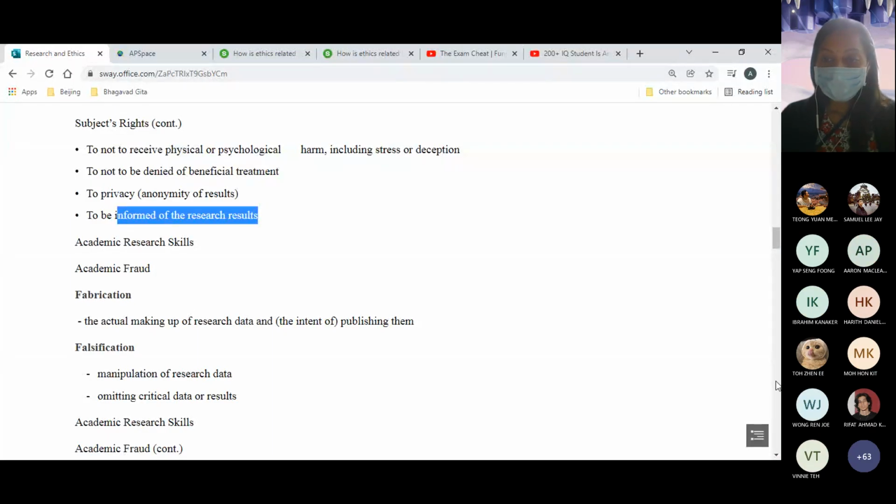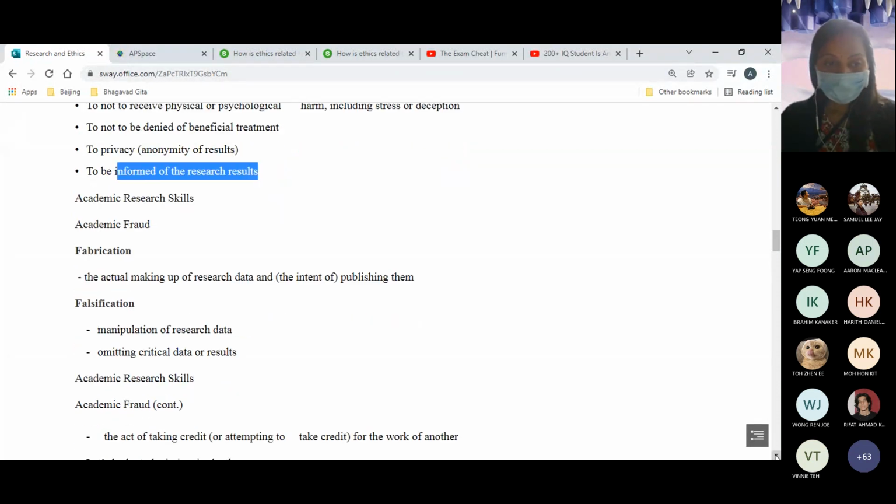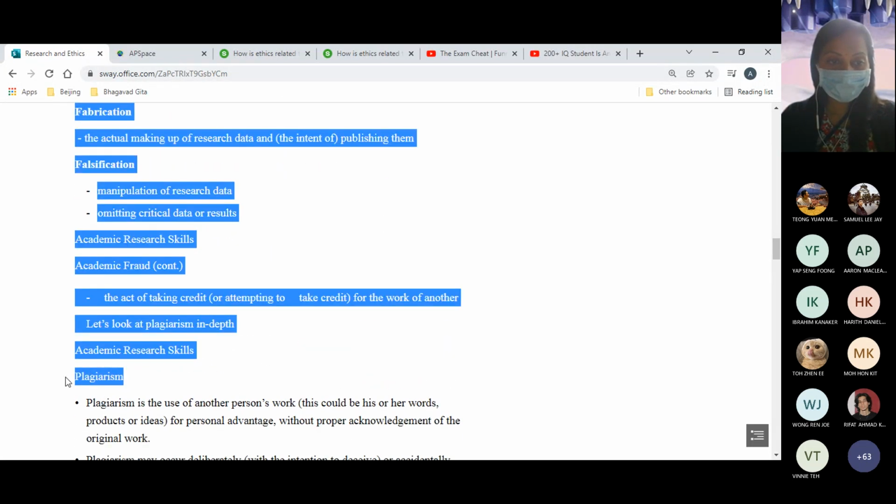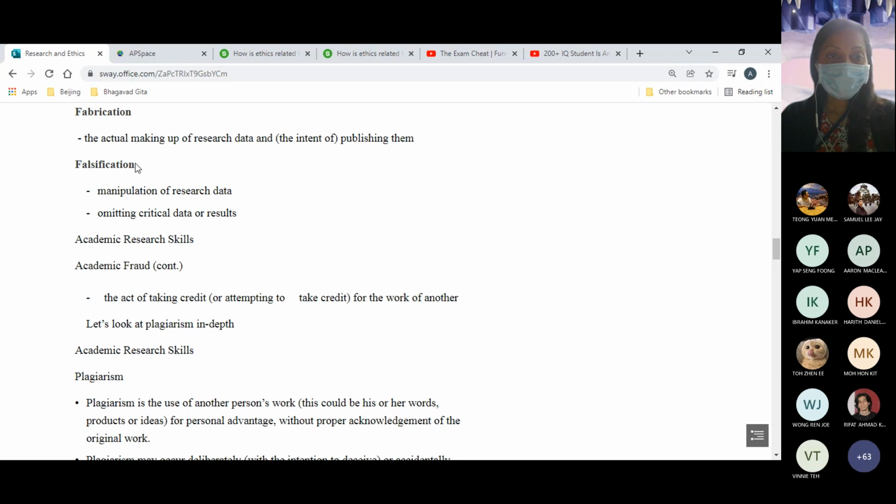So in academic fraud, there are 3 types. Number 1, fabrication. Number 2, falsification. And number 3 is plagiarism. Sorry, this is not bolded. Plagiarism. Okay, so what is fabrication? Fabrication means you make up your research data and then you publish.